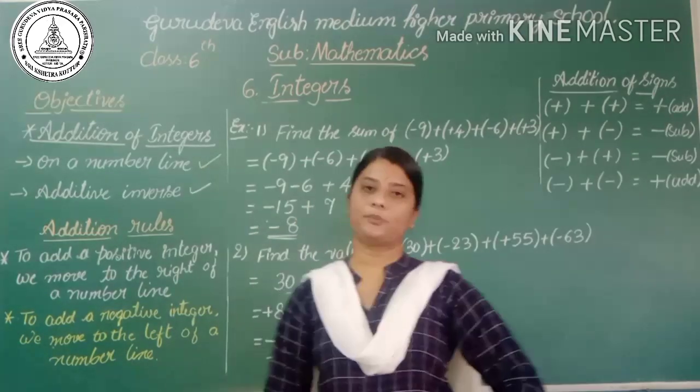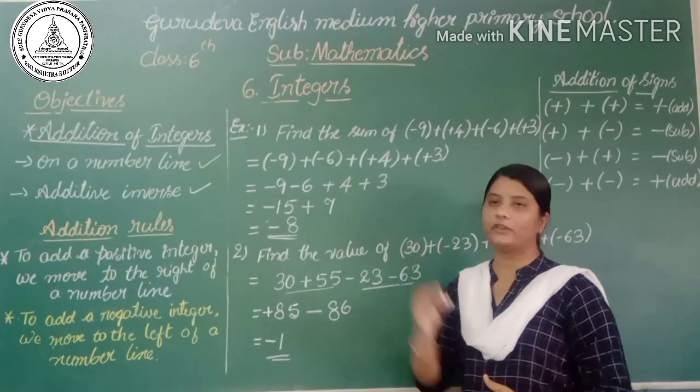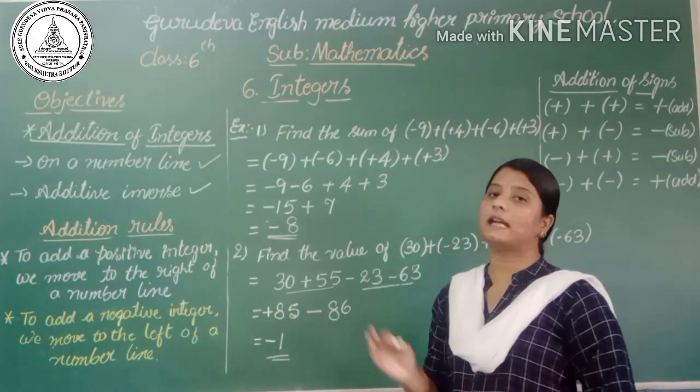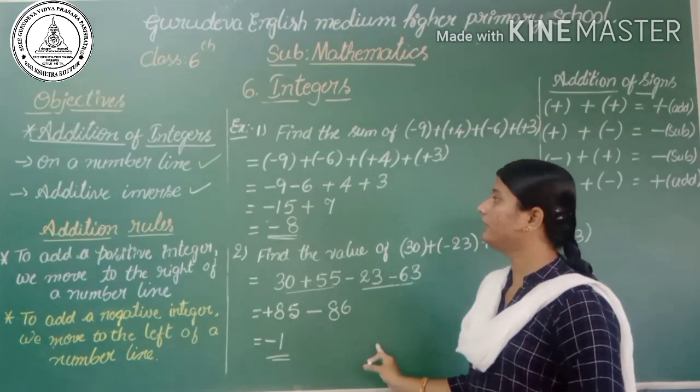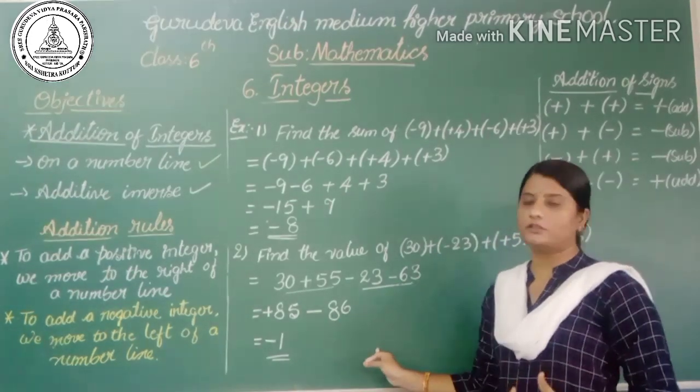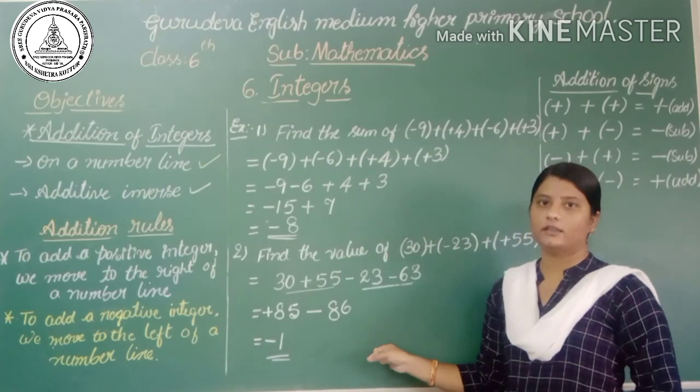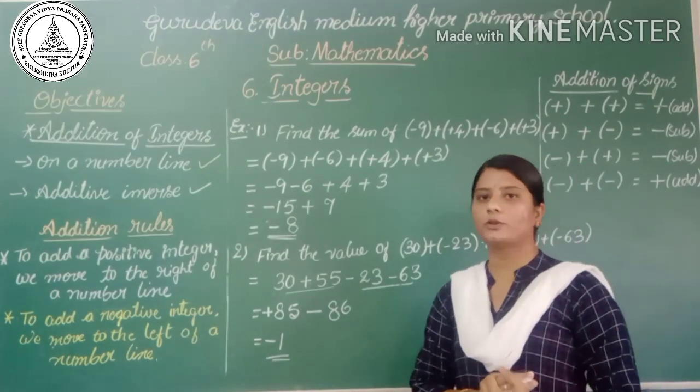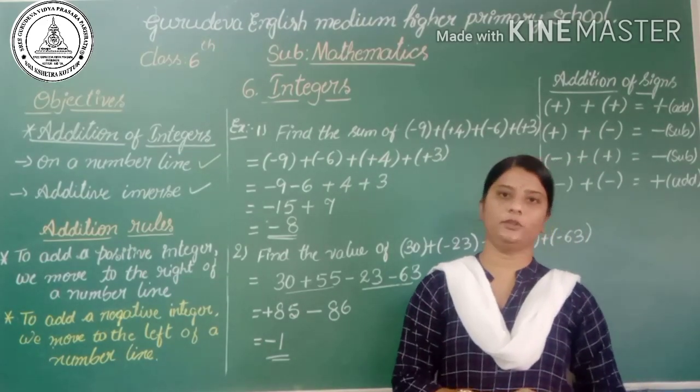Up to here we have learned the addition of integers on a number line and additive inverse, and also how to do the addition of integers without using the number line. Right? In the next class we are going to solve exercise 6.2.